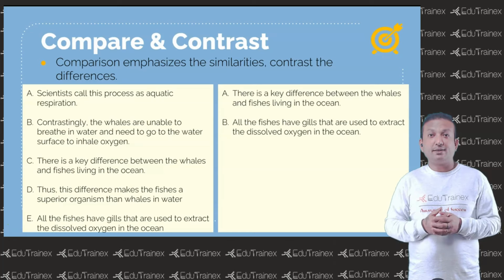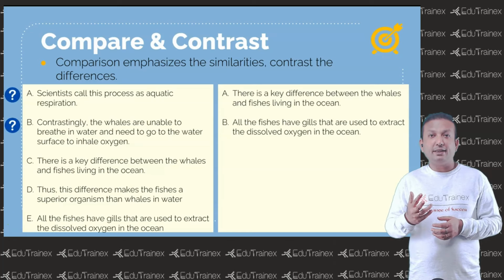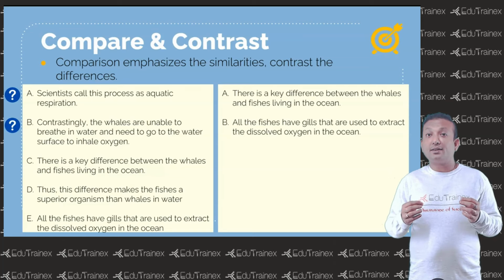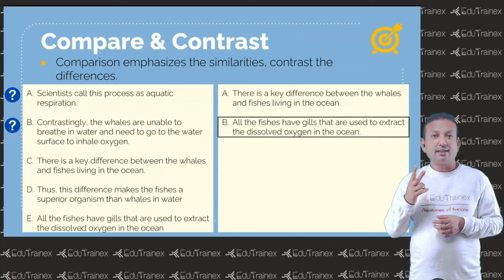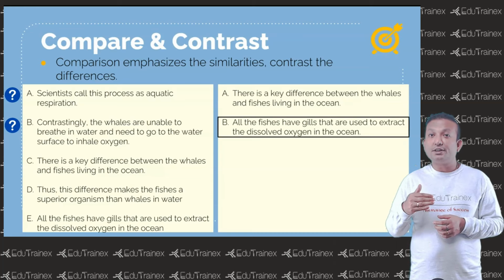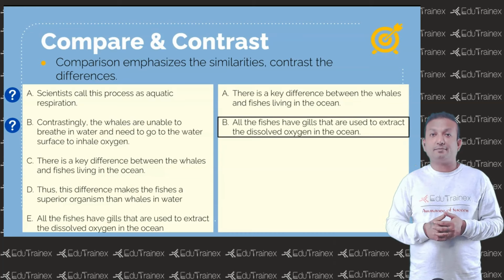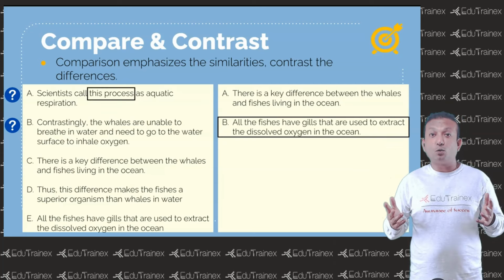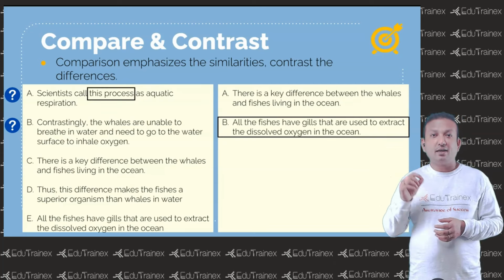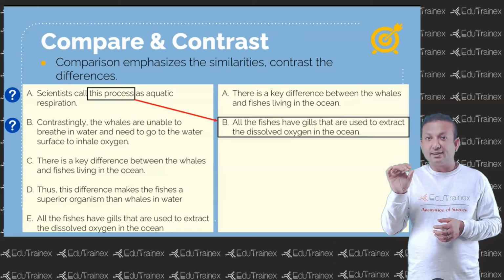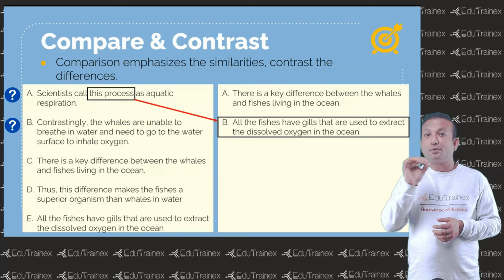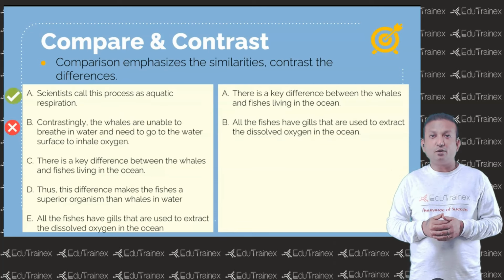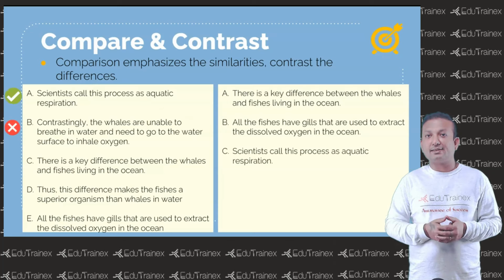Now which one will be the third sentence? Option A and B definitely look like strong contenders. Now let's try to connect the dots here. The second sentence describes how fishes use the gills to breathe in water. And option A says scientists call this process aquatic respiration. Again, notice this pronoun. This is referring to the process discussed just before that. So logically speaking, option A becomes our third sentence.